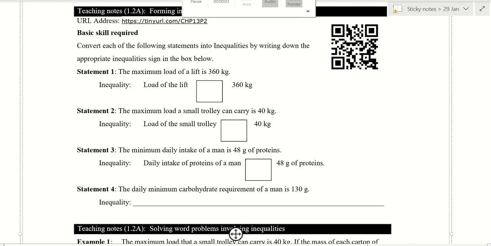In this video, we will cover Chapter 1, Part 2 on applications of simple inequalities. So here are some basic skills that are required, which we have already gone through in the first part of the notes. So just a quick recap.